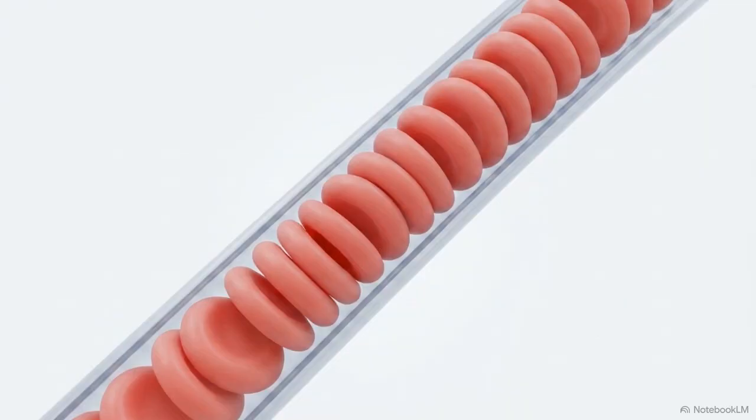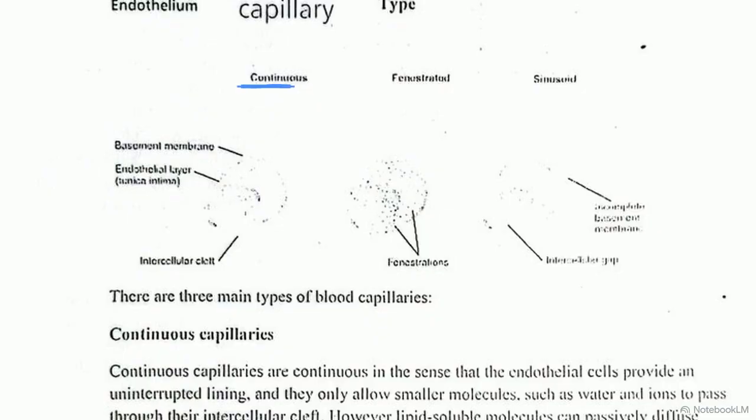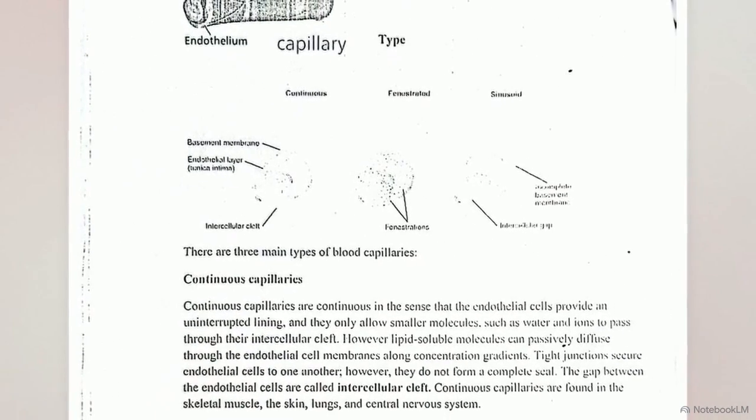Individual erythrocytes are often wider than the vessel. Red blood cells must travel through the capillary in a strict single-file line known as a rouleau. This diagram shows the three structural types of these exchange vessels, starting with continuous capillaries. They feature a complete, uninterrupted lining secured by tight junctions between the endothelial cells.